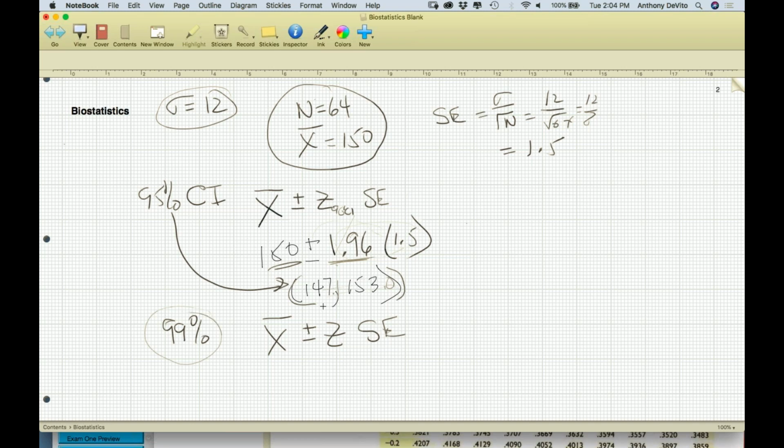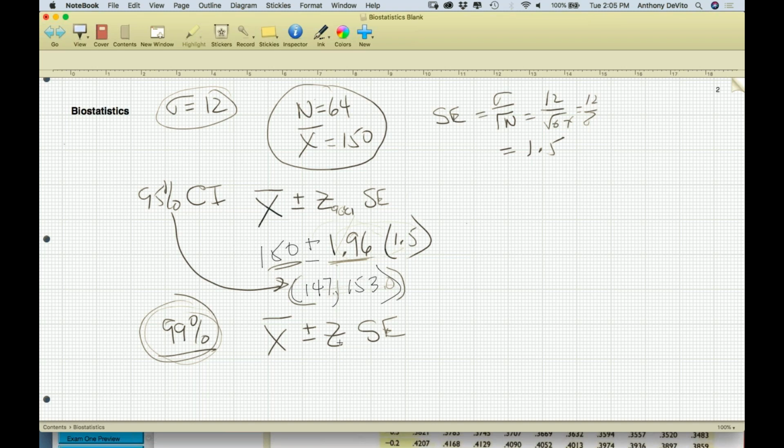Well, for starters, let me ask you something. If you want to be more certain, if you want to be 99% certain that you have captured the true population mean between your two numbers, do you have to make the interval wider or narrower to be 99% confident? Bingo, right? Wider. You've got to be wider, because the wider you are, the more confident you are that you captured the mean. Well, how are we going to make this wider? How are we going to use a calculation to make this wider?